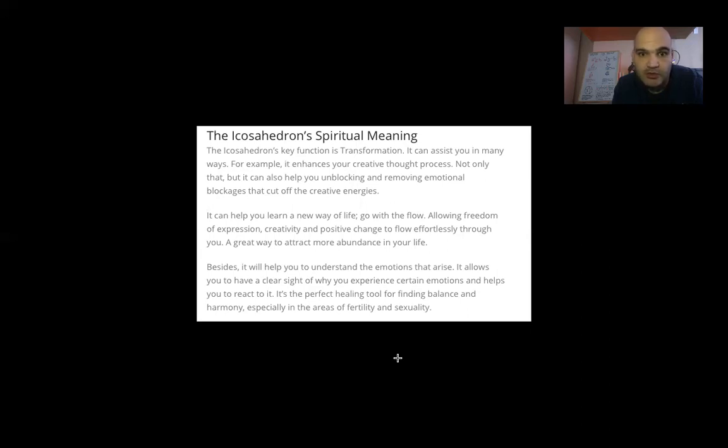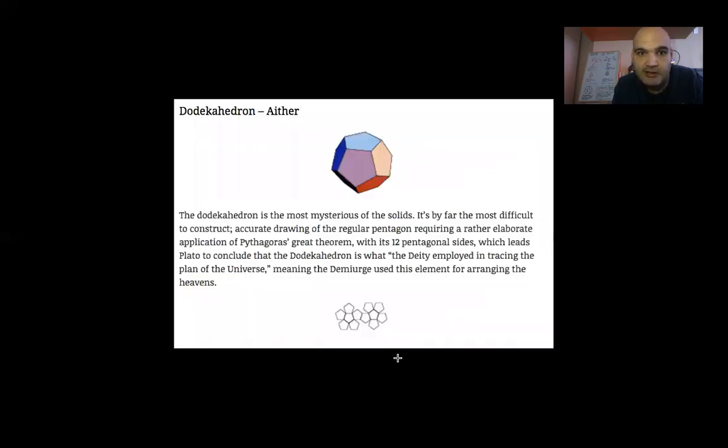A great way to attract more abundance in your life. Besides, it will help you understand the emotions that arise. It allows you to have a clear sight of what you experience, certain emotions, and helps you react to it. It is the perfect healing tool for finding balance, harmony, especially in the areas of fertility and sexuality.